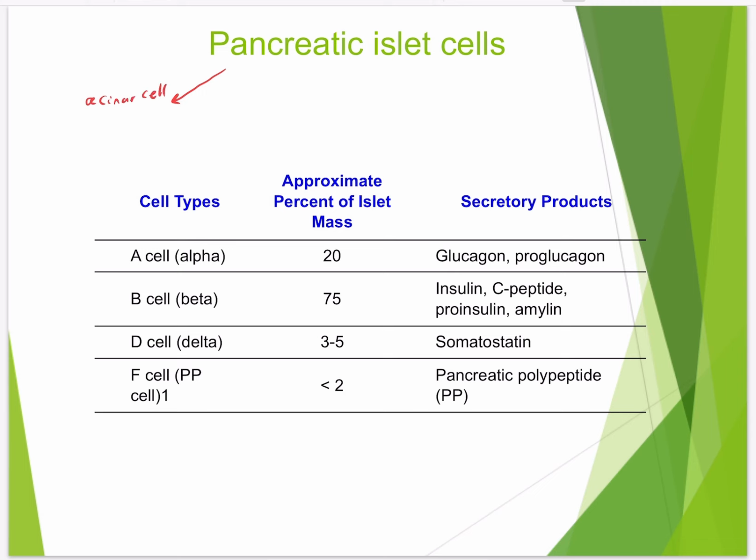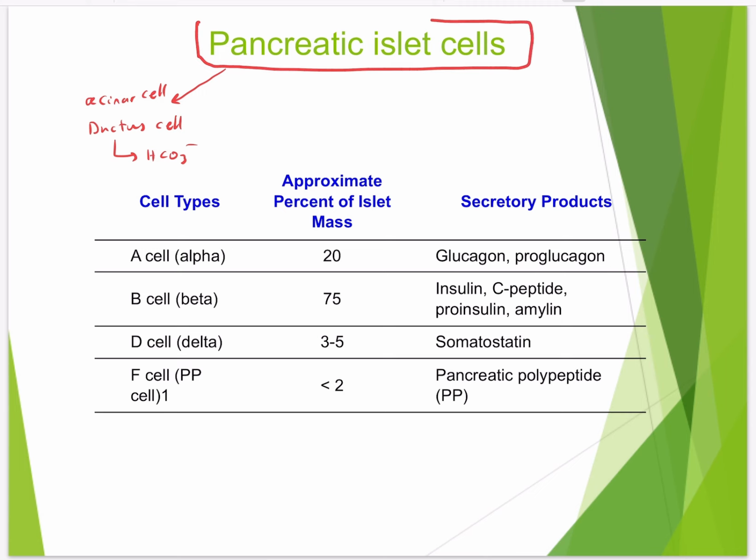And also there are ductal cells, which produce bicarbonate for neutralization of the acid which comes from the stomach.